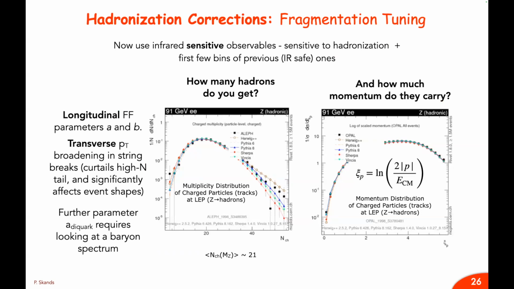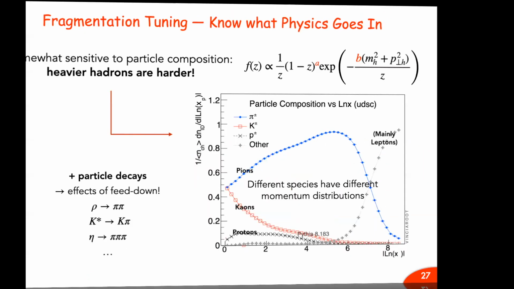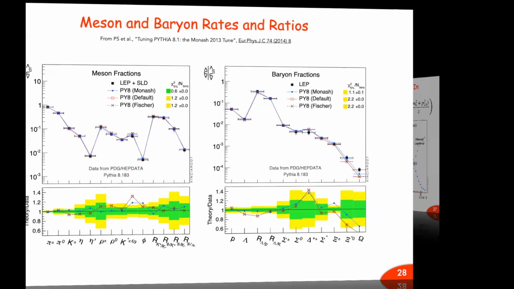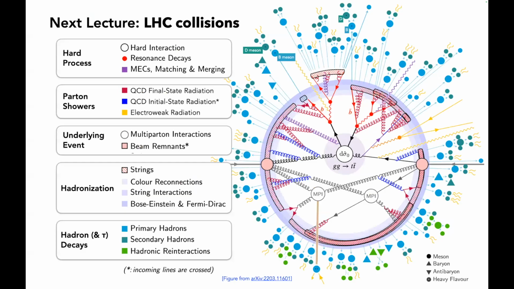I think these are just illustrations of how this looks when you actually compare it to data. I don't think that is so important. So in the next lecture, we'll discuss, these were the basics. I hope they made some sense. We'll try and embed this in an LHC collision and see how we go.